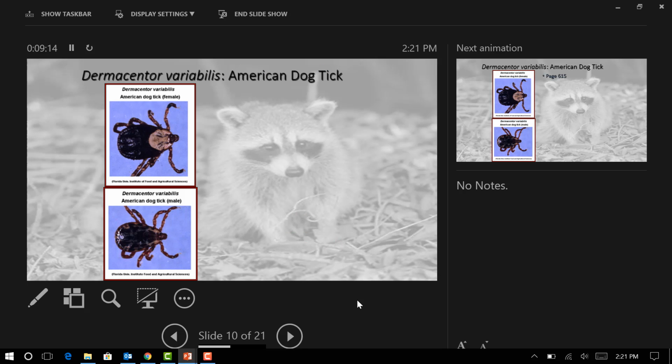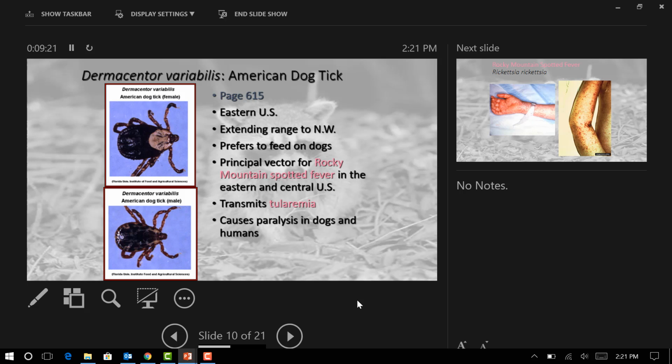Same genus, different species, Dermacentor variabilis. This is called the American dog tick. It is not the most common tick to find on your dog, but it does prefer to feed on dogs, which is why we refer to it as the American dog tick. But it is not the most common tick. You may or may not have ever interacted with this if you've removed ticks from your dogs. Also transmits Rocky Mountain spotted fever and tularemia, like the other species in this genus.